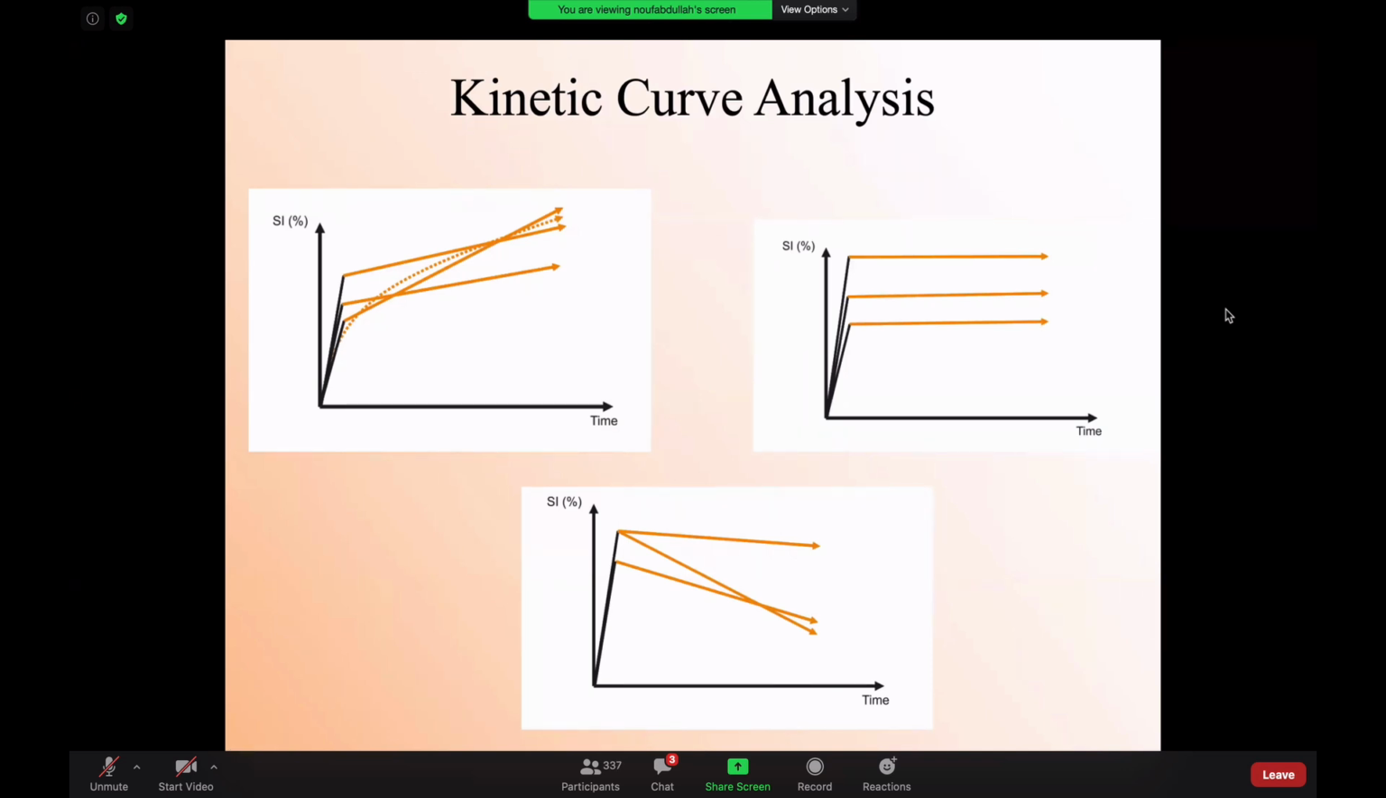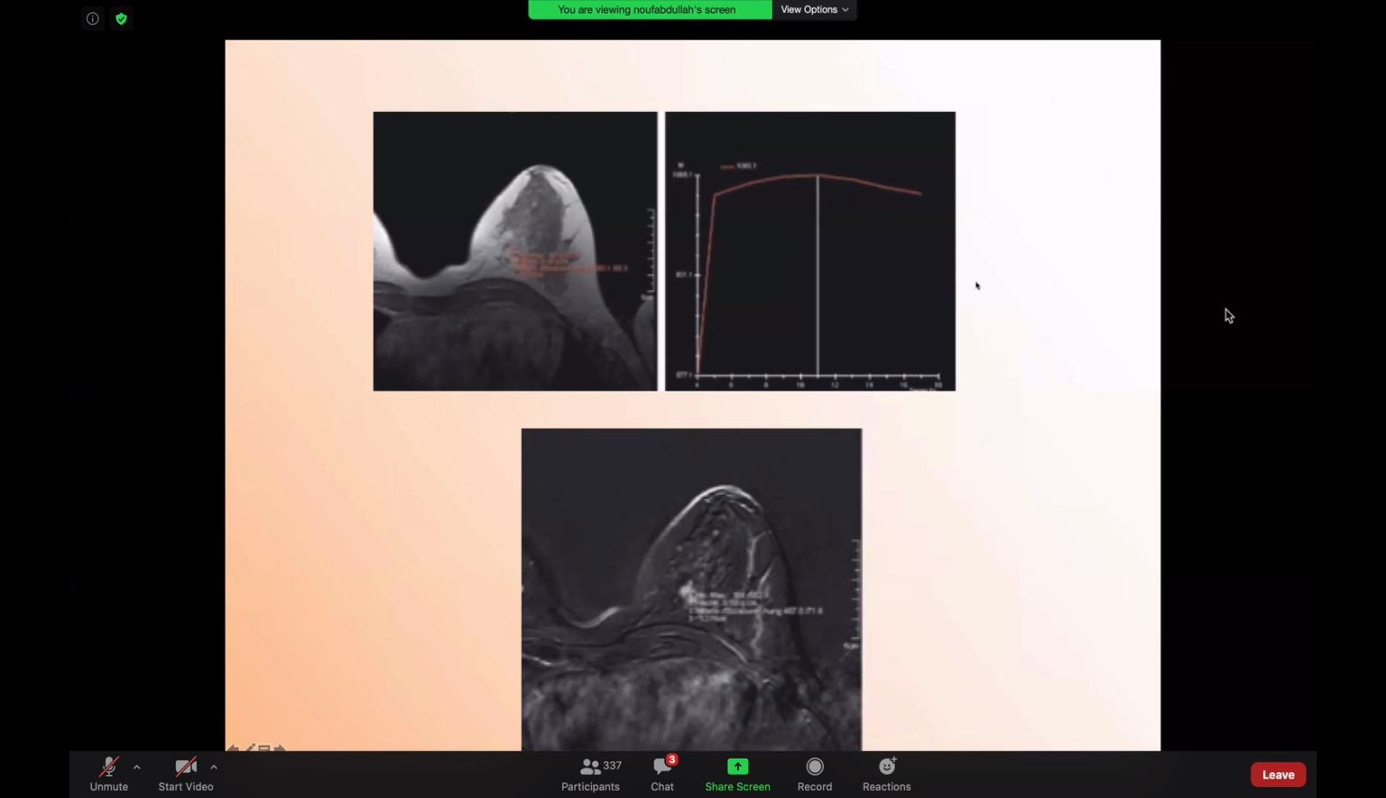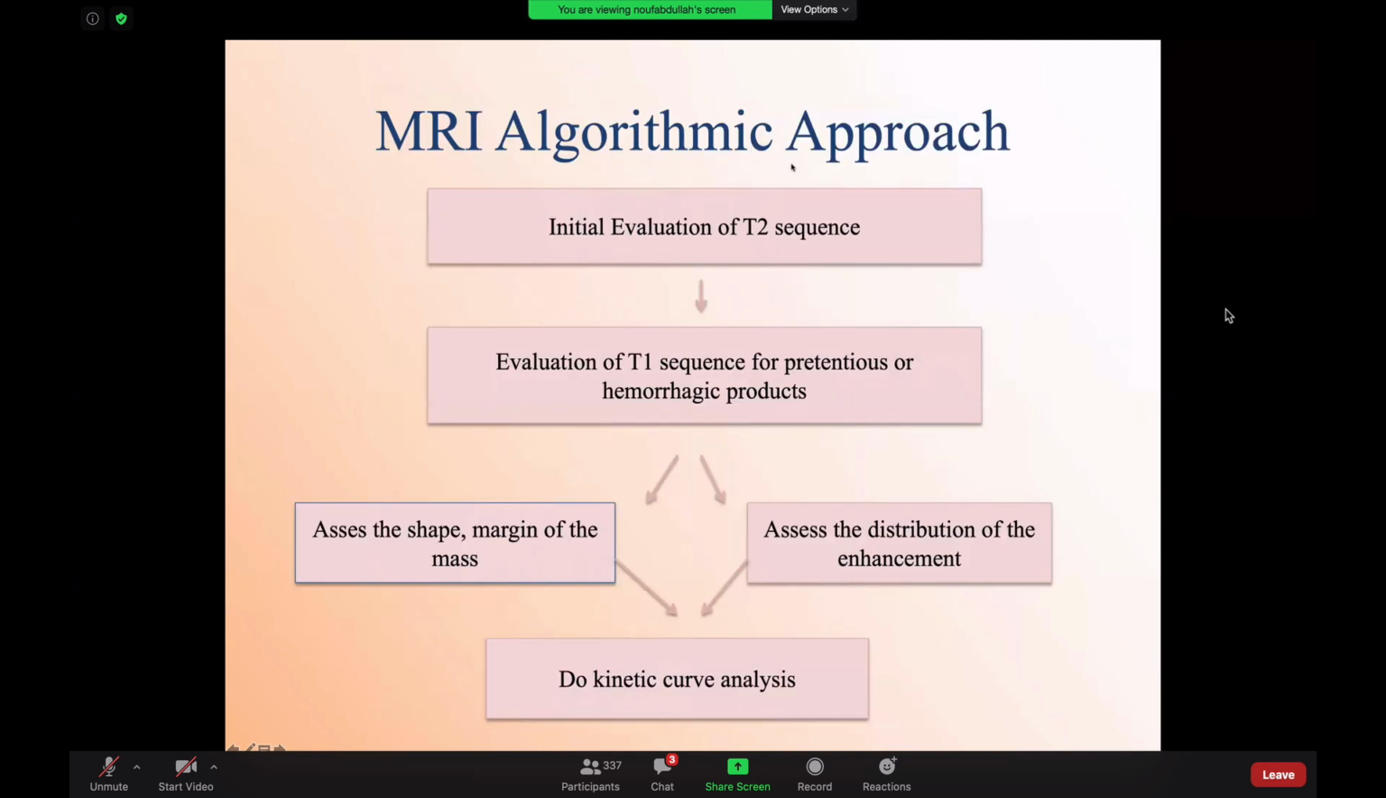So as we said before, you will assess the morphological enhancement of the lesion. Is it mass? Is it non-mass? How does it enhance? Does it follow a specific distribution? And then you will do your kinetic curve analysis. So this is how we do it. This is the area of enhancement. You put your ROI, and then the workstation, or the software, will give you the kinetic curve assessment. This is washing in and then plateauing. This is washing in and then progressively enhancing. This is benign.